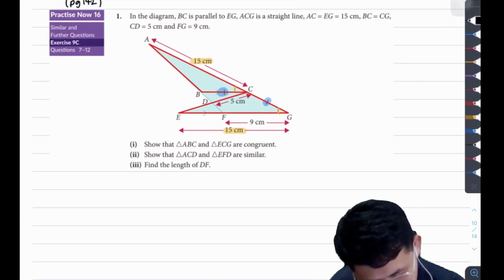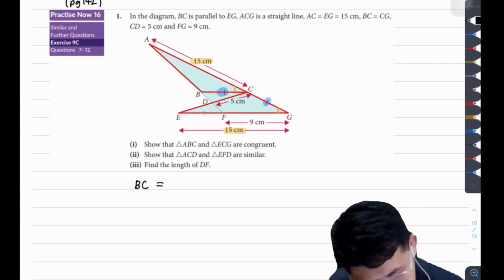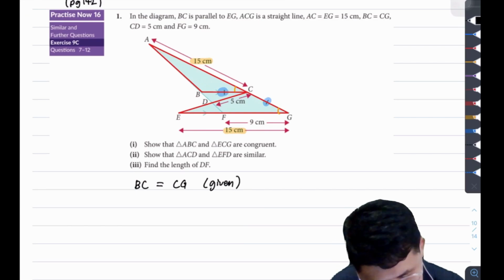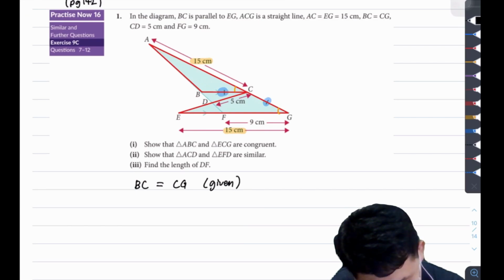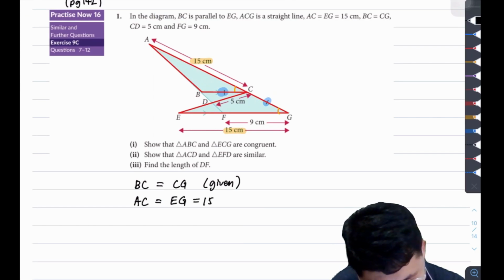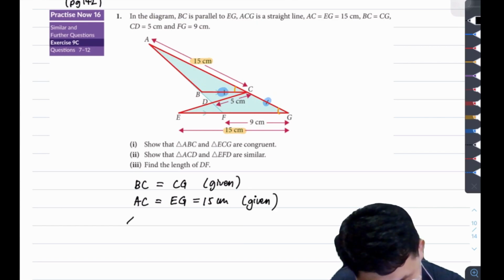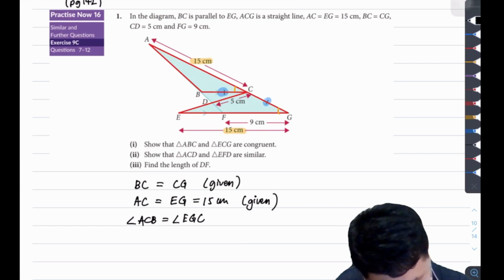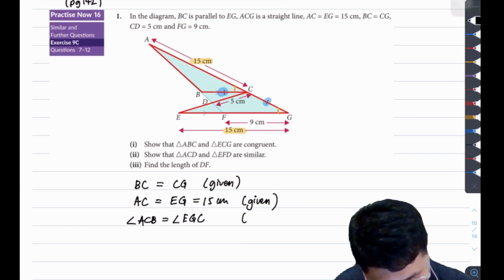Okay, sure. So over here, length BC is equals to length CG. This is given. For the angles, oh wait, we have a 15. We have AC is equals to EG. This is equals to 15 cm. Also given. The last one is the angle ACB is equals to angle EGC, right? And they are equal because of corresponding angles, the parallel one.